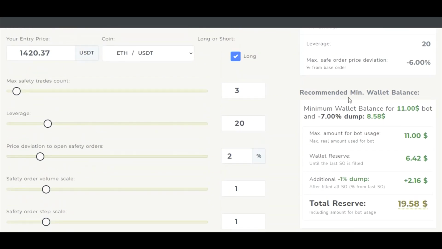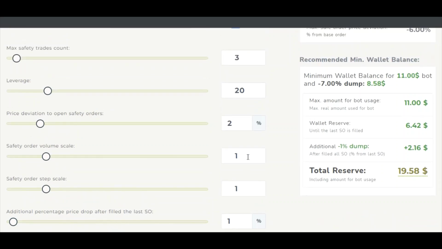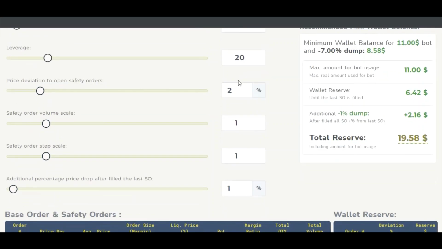And recommended minimum wallet balance $11 for bot, and 7% dump. This 7%, how it comes is already 6% here, and one more 1% here. This one I told you I will explain. This is additional percentage price drop after filling the last safety order. So there will be 3 safety orders. After the 3rd safety order is completed, this bot can go even 1% down without liquidation.